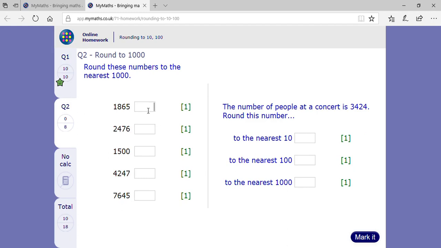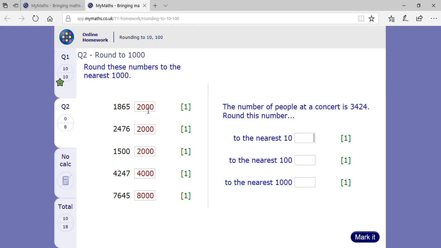Now, round these to the nearest 1000. 2000. Next. 2000. Next. 2000. Okay. 4000. Okay. Next. 8000.